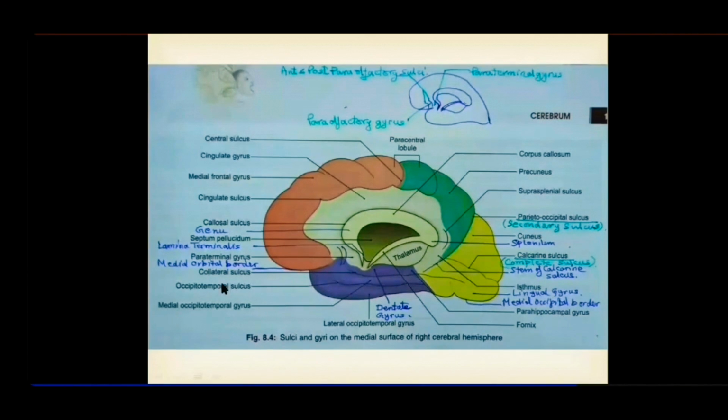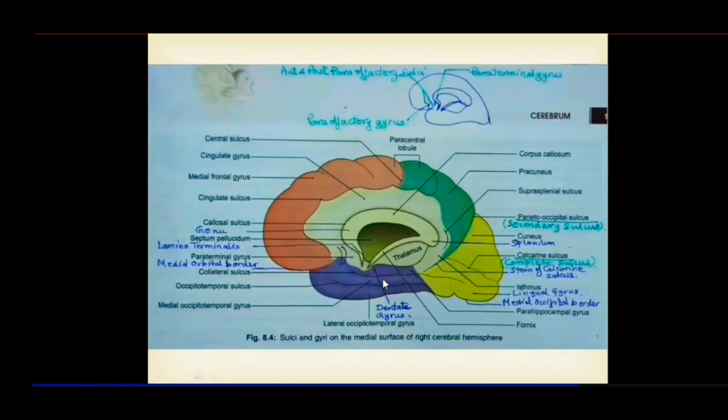And collateral sulcus is also an example of complete sulcus. So remember that collateral sulcus, it's not written here, but collateral sulcus also goes deep inside and it indents the inferior horn of the lateral ventricle. Both of them. This indents the posterior horn of the lateral ventricle, the calcarine, and collateral will indent the inferior horn of the lateral ventricle, right?